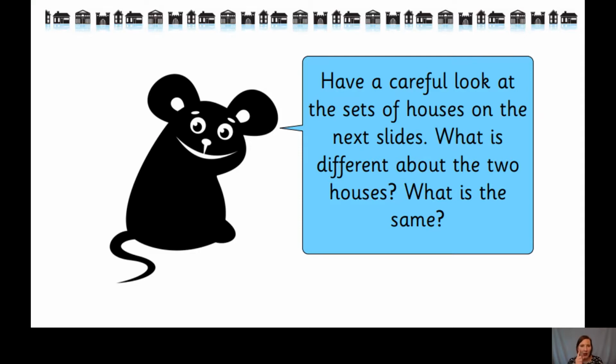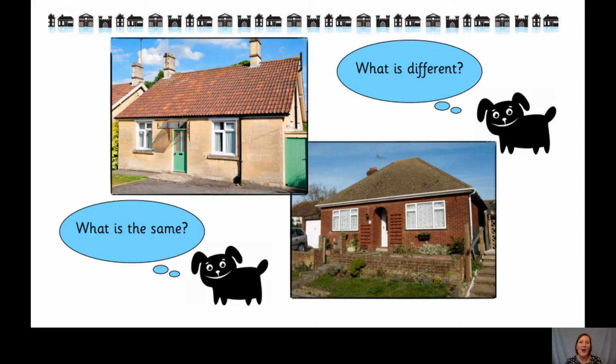You might need to look very carefully because at first glance they might look exactly the same, but we need to be detectives and use our eyes to find the clues. Okay, so here I have a bungalow. Do you remember that word from last time? A bungalow is all on one floor. Now, what do we notice that's the same and what is different about these two bungalows? I'm going to get you to pause the video and have a chat with the person in the room.